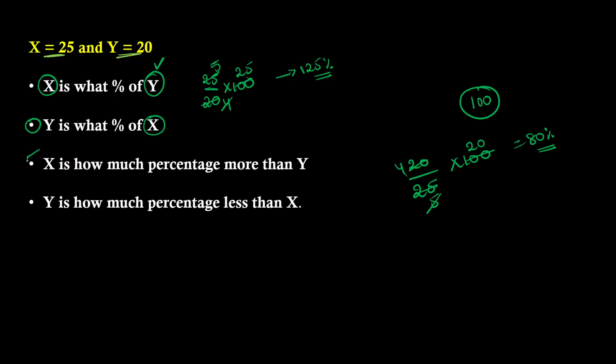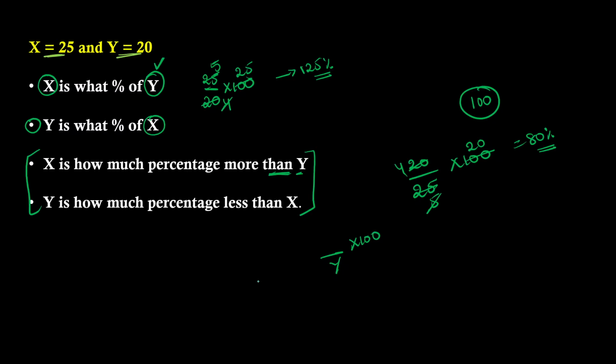Observe these two questions. Now there is a similarity between these two questions. X is how much percentage more than y. Y is how much percentage less than x. So these two questions are based on comparison. X being compared to y and y being compared to x. Now x is how much percentage more than y. So you are comparing x in terms of percentages with y. So based on y, we need to calculate x is how much percentage more than it. So y should be the denominator.